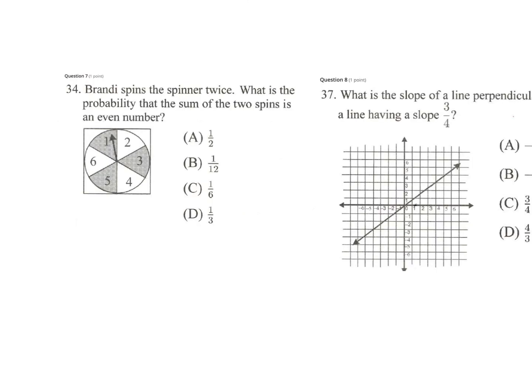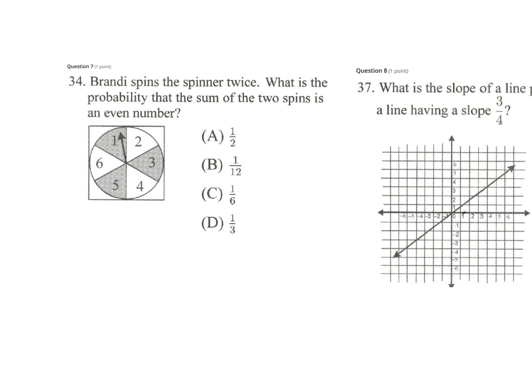Another probability question. It says Brandy spins the spinner twice. What is the probability that the sum of the two spins is an even number? This one is tricky. I'm going to think about all the different possibilities and then also think about how many of those possibilities would add to an even number. There are definitely multiple ways that you could do this. You could organize it in a tree diagram or in a chart to help you.